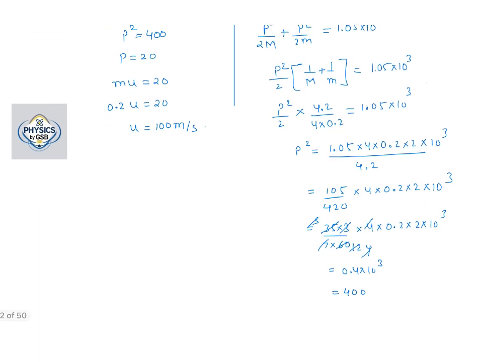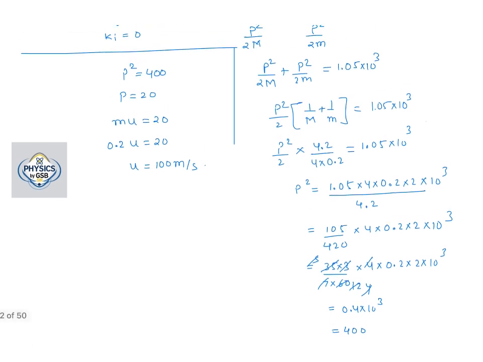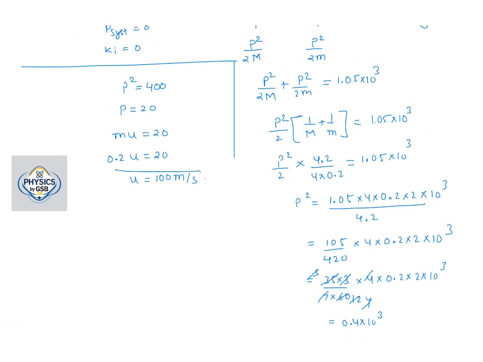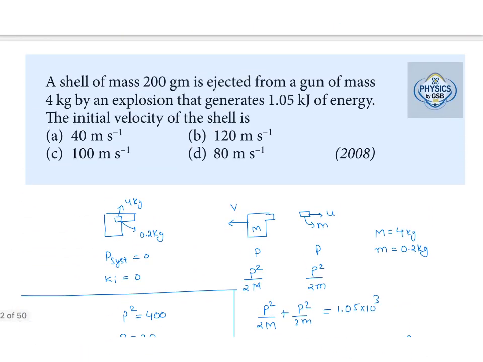And I've solved this without using any calculator. So since you are a NEET aspirant, you should be quite comfortable with such types of calculation. And your speed should be, in fact, you should be faster than me. So the velocity comes out to be 100 meter per second, which is nothing but option C. So the answer is C.